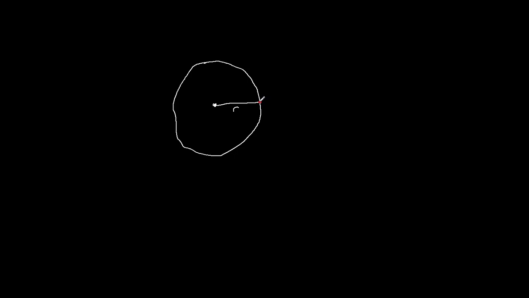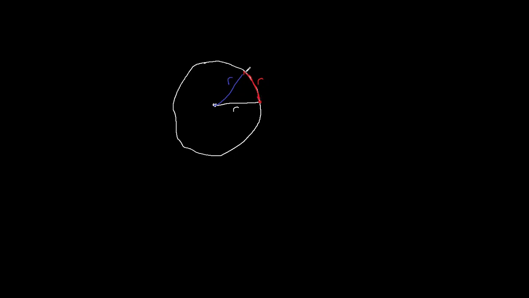Well, what happens if we start at this radius, where this radius hits the circle, and we travel along the circle R distance? Right, so this red arc here is of length R. This radius is of length R. And then we can draw another radius also of length R, right? So we have two radiuses of length R connected by an arc that is also of length R. Hopefully you're understanding me here.